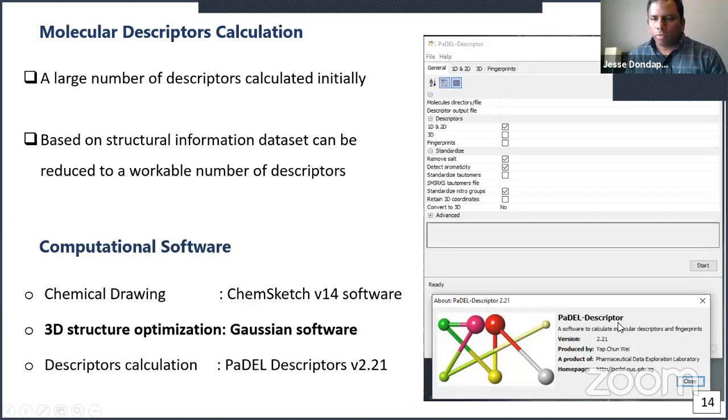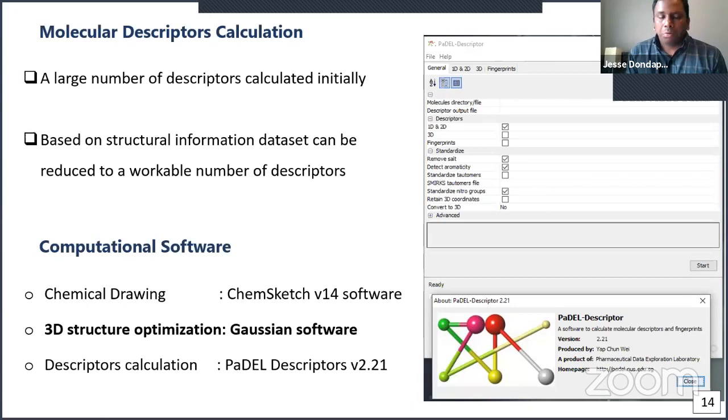All you have to do is draw a molecule, probably using ChemSketch or ChemDraw software, and you have to optimize it, which is a really important step. If you don't optimize it well, you're essentially feeding the wrong structure of the molecule to the software, so all the calculated properties will be wrong too. Once you feed the molecule to this software, it can calculate about 2,000 properties.